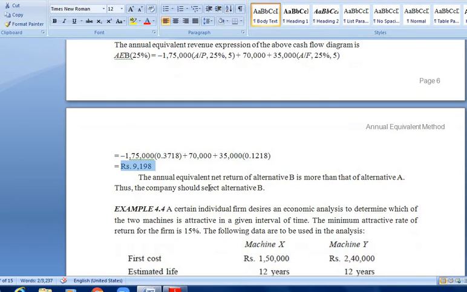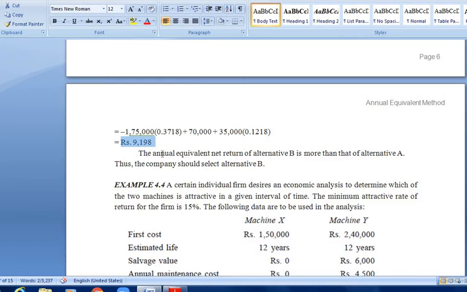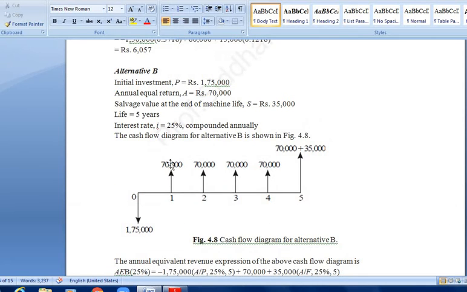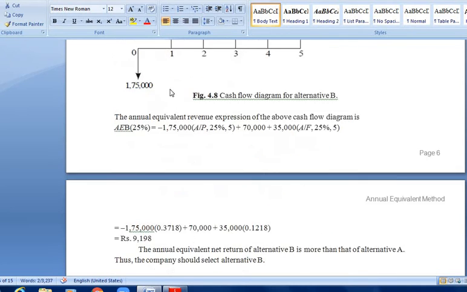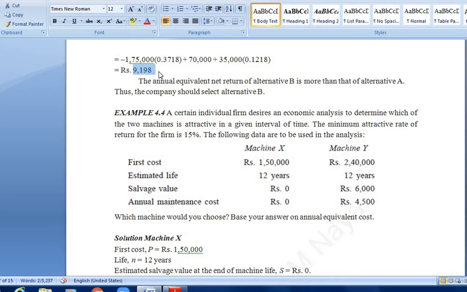So comparing the first and second alternative, the annual equivalent net return of alternative B is more than alternative A. Thus, the company should select alternative B. If it is cost dominated, or if it is a combination of both, take revenues as positive, as I said. So first is 6,000, second is 9,000, and this is the revenue. So take more revenue as the best alternative.